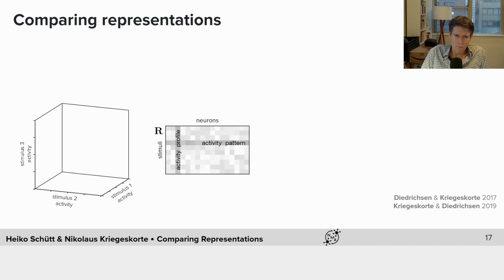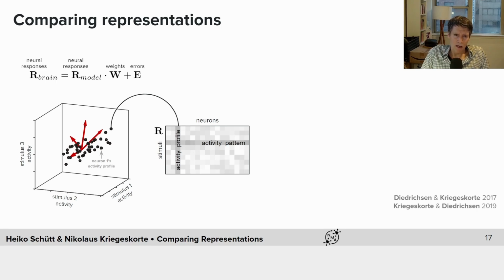Each of the columns is a point in a high-dimensional space where each dimension corresponds to a stimulus. So we have the first neuron's activity profile or tuning curve, and the values of the tuning curve are the coordinates of this point in the space spanned by the stimuli. And for each of the neurons, we have a point here corresponding to one of the columns of the matrix R, the response matrix.